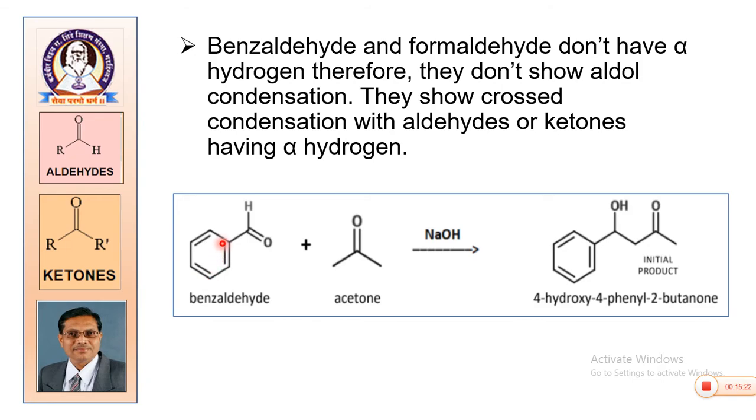This is your benzaldehyde, C6H5CHO. This CHO group does not have any alpha hydrogen, but it undergoes condensation with acetone or such compounds where alpha hydrogen is there, and the condensation gives you 4-hydroxy-4-phenyl-2-butanone. Okay. So, this is crossed aldol condensation. In crossed aldol condensation, those compounds without alpha hydrogen do not undergo aldol condensation by themselves, but they undergo such condensation with other compounds having alpha hydrogen. So, benzaldehyde never undergoes self condensation, but it undergoes condensation with acetone-like compounds.